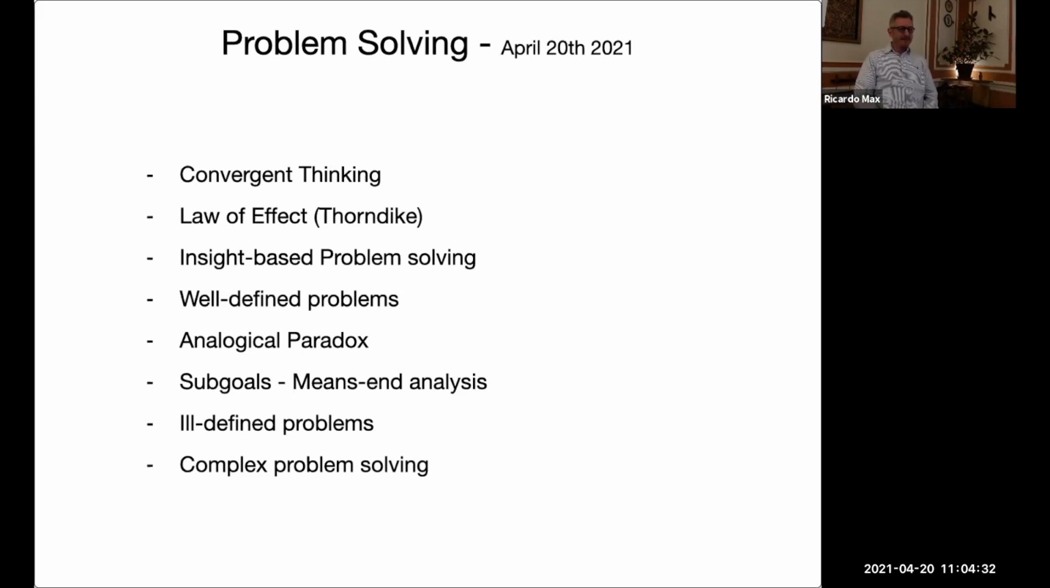So today we are going to talk about problem solving. We will continue with the reasoning. We have to finish deductive reasoning and inductive reasoning. We'll continue next week. It's okay to stop in the middle.